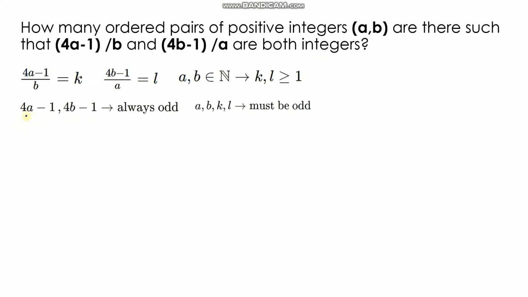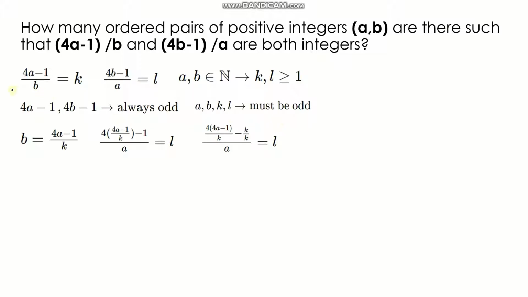We notice 4a − 1 and 4b − 1 are always odd. Since the numerator is always odd, a and b must be odd to have a solution, in which k and L must be integers. Therefore, a, b and k, L must also be odd, because (4a − 1)/b is always odd, and (4b − 1)/a is always odd.